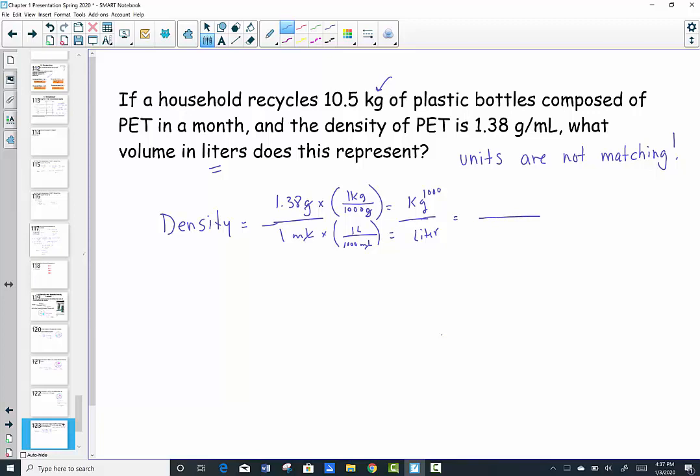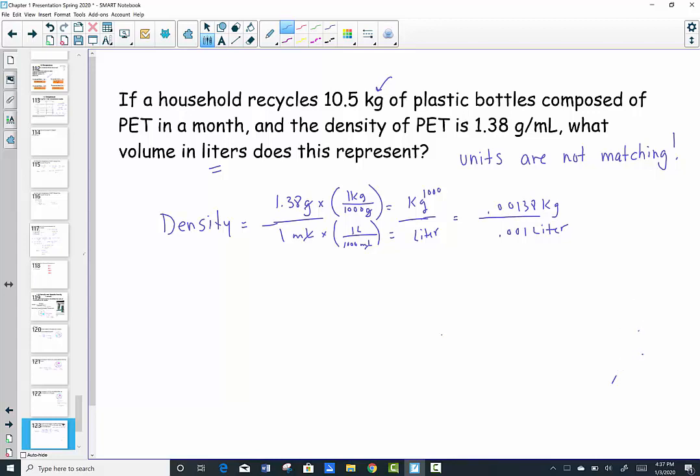1.38 divided by 1,000, I want to move the decimal place 3 spots to the left. You get 0.00138 kilograms. And you want to take 1 and divide it by 1,000, going 3 spots to the left, 0.001 liter. Now, why did we do that?